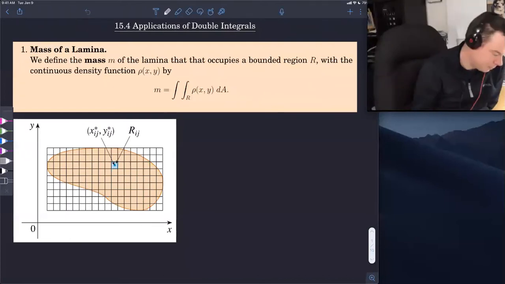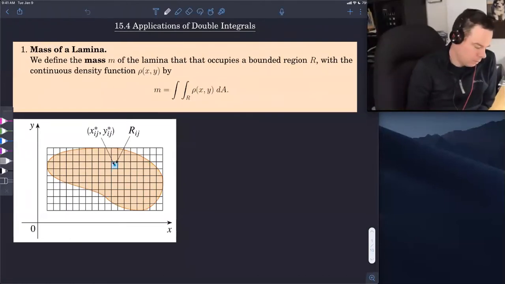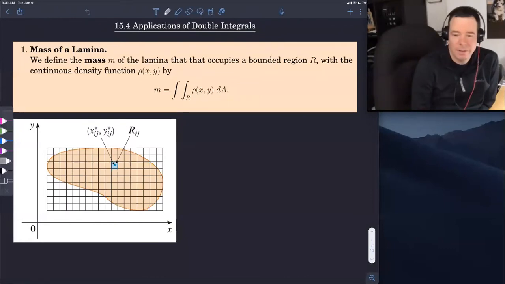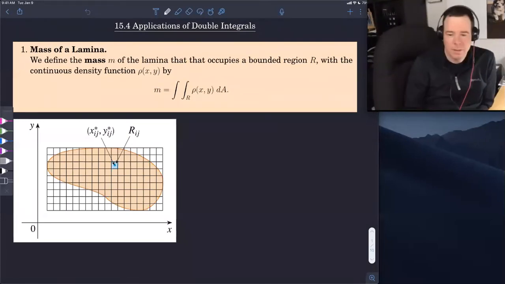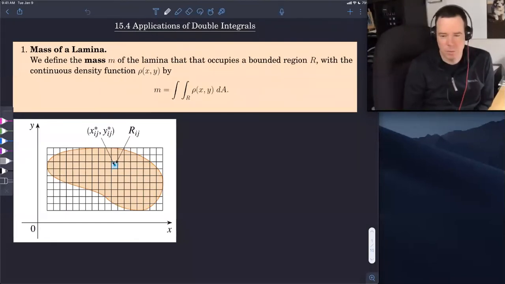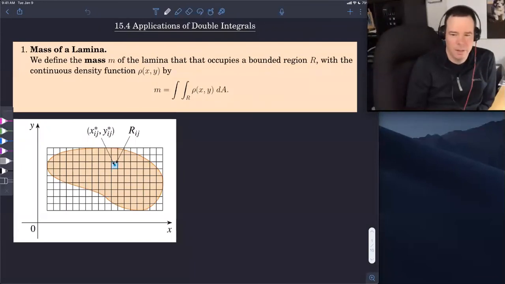So for example, suppose we had a lamina. A lamina is just like a thin plate. And so there's our shaded version of our lamina down below. It's a thin plate. It's not a circular plate. It's sort of a bean-shaped plate. And what we have is that the density of this lamina differs depending on where you are. It could have higher density in some locations, lower density in other locations. We call this a non-uniform density lamina.